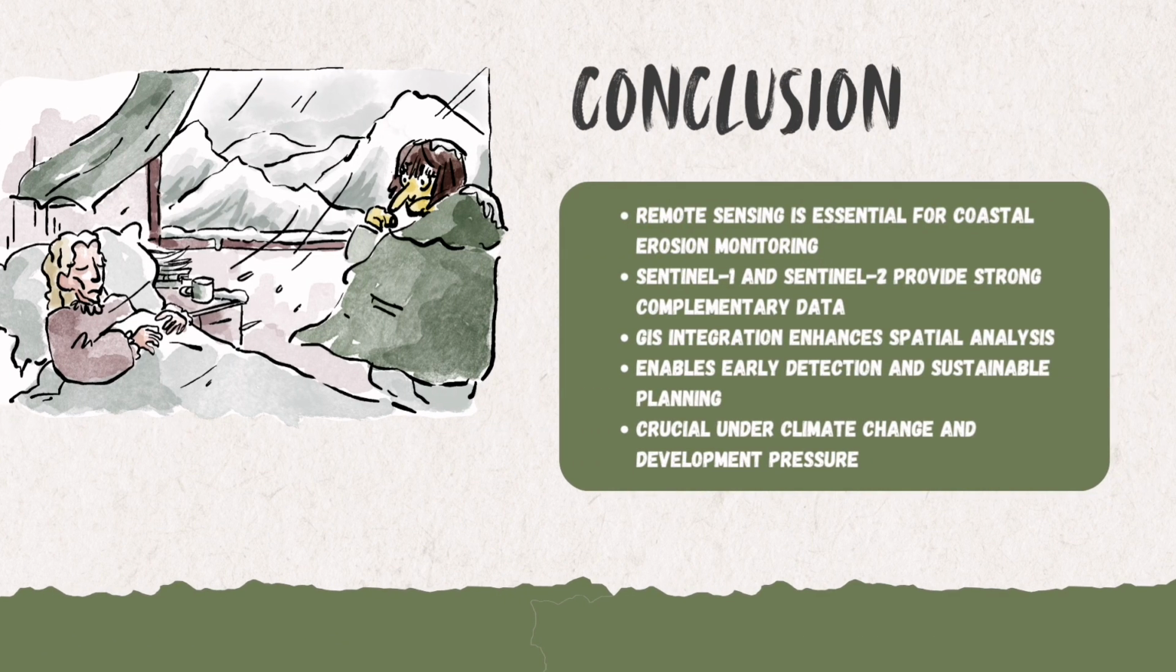In conclusion, remote sensing is an effective method for monitoring coastal erosion in Malaysia. Sentinel-1 and Sentinel-2 provide consistent, high-resolution data that works in all weather conditions. Combined with GIS, these methods support early detection, better planning, and sustainable coastal management.